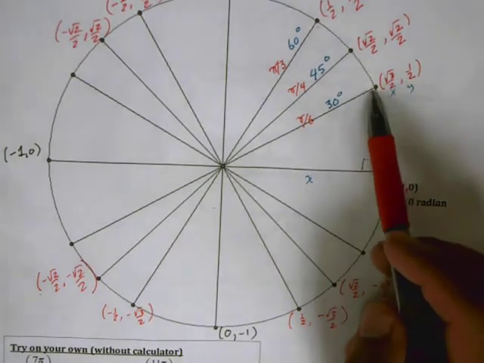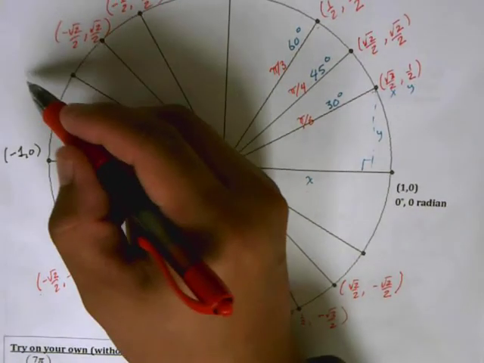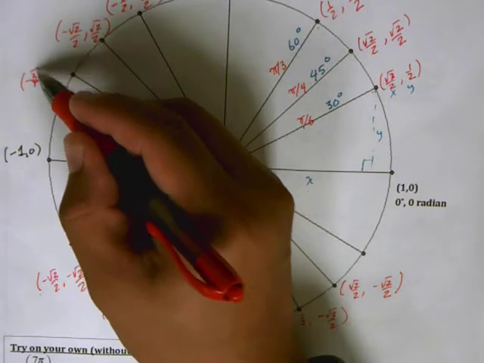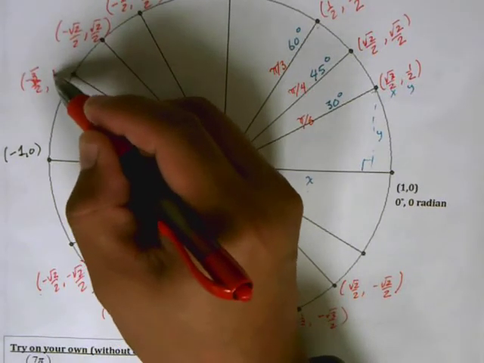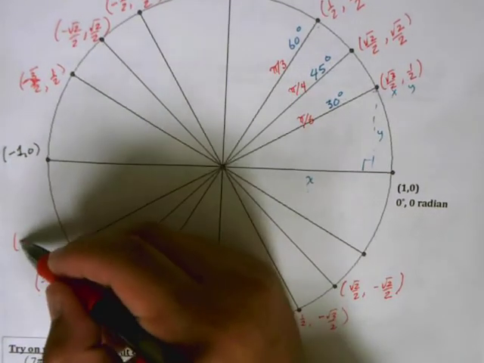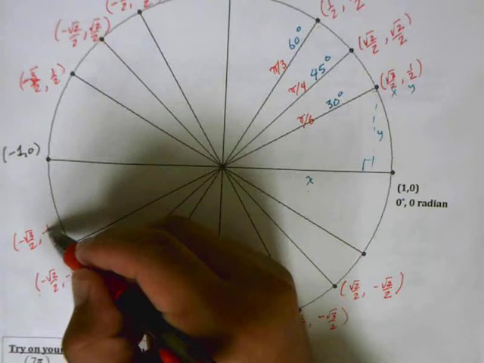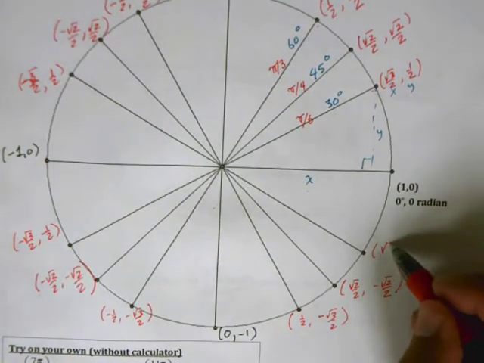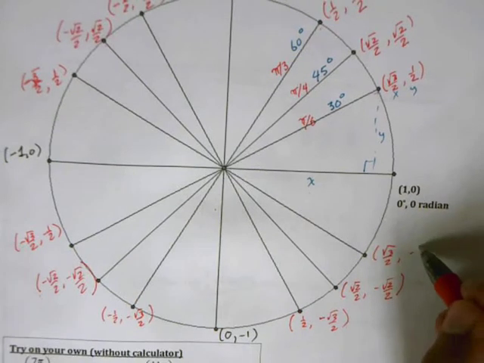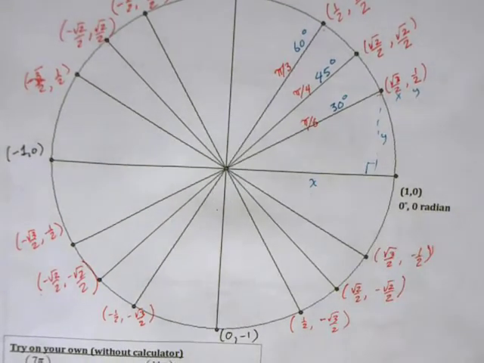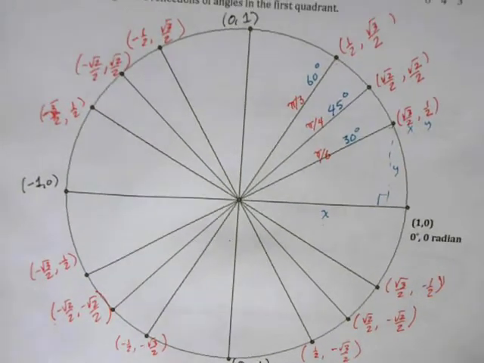And then this point here, flipped this way, this is negative root 3 over 2, positive 1/2. Flip it downwards, negative root 3 over 2, and negative 1/2. And then flip it to the last side, this is positive root 3 over 2, and negative 1/2. And so there you have it, all 16 points on the unit circle filled out.